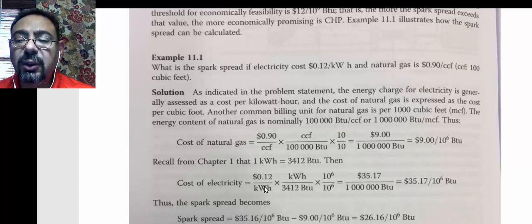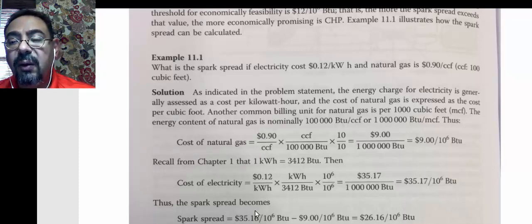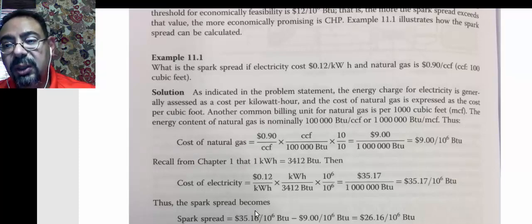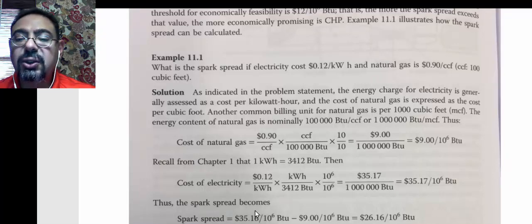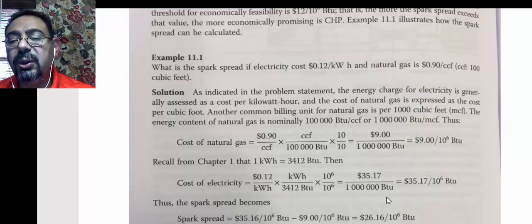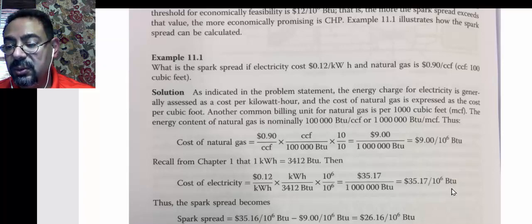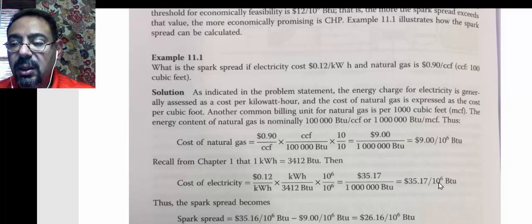In order to compare apples to apples, we also need to calculate the electricity in terms of BTU, not kilowatt hour. So what is the conversion? 1 kilowatt hour is 3,412 BTU. Since we want it per 1 million BTU, you do the conversion and you get the price of electricity per 1 million BTU. Work the math yourself, it's pretty easy.